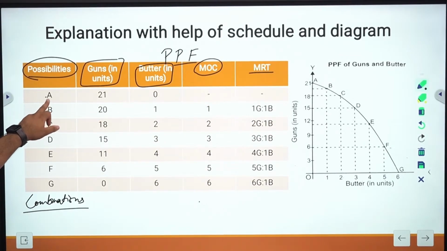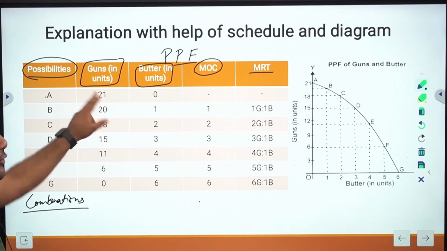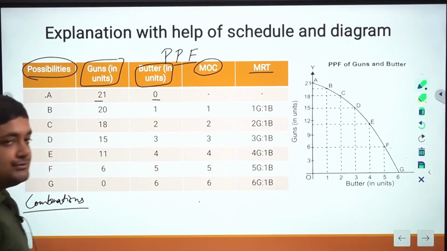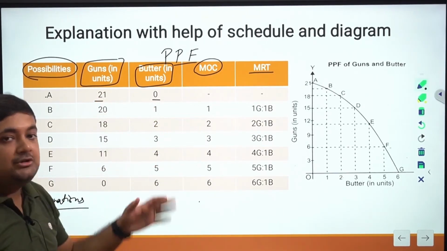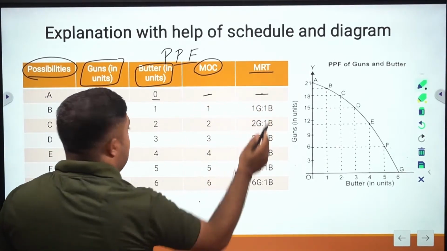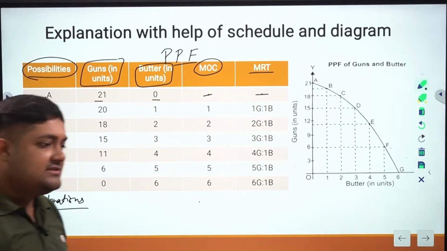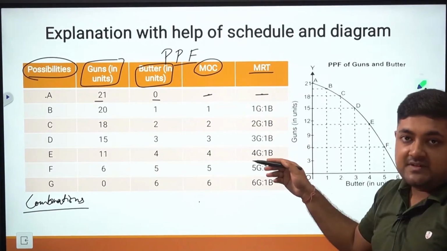Look, in the first possibility or combination, that is A, in our economy 21 guns are produced, which means 21 units of guns are produced and 0 units of butter, so butter is not produced. So in this case our MOC is null. Actually there is no MOC, because anything multiplied or divided by 0 is 0. There is no such kind of MOC or MRT.